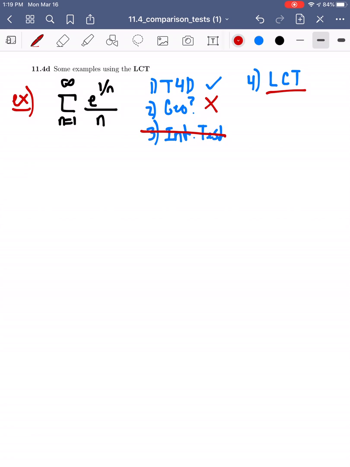And right from the get-go, I want to say we're not even going to try to use the inequality-based comparison test. We're just going to jump straight into limit comparison test. If you want, you could also try to do the inequality-based comparison test. But as we saw before, sometimes that inequality-based test will fail. So let's jump into the limit comparison test.